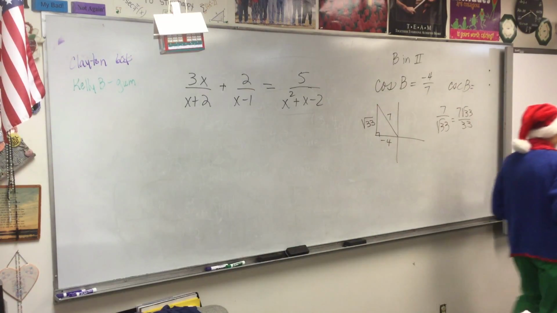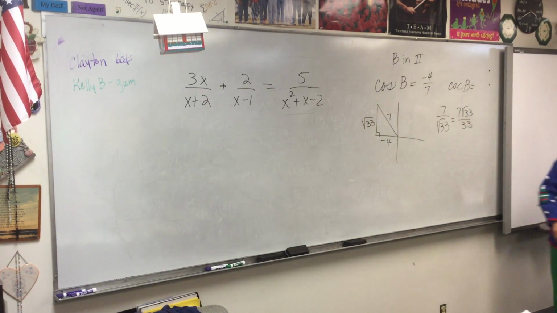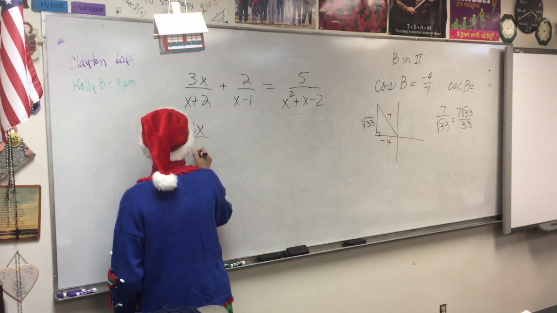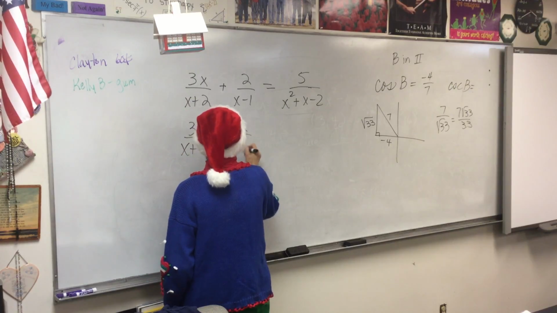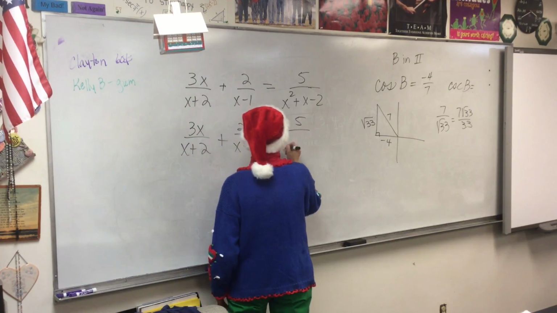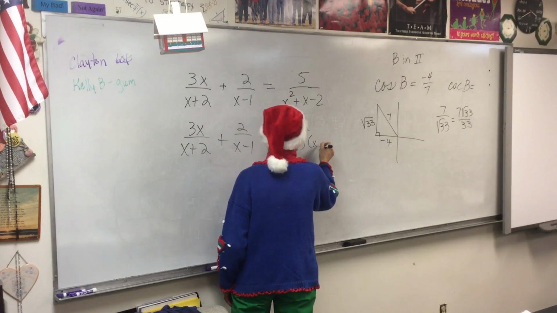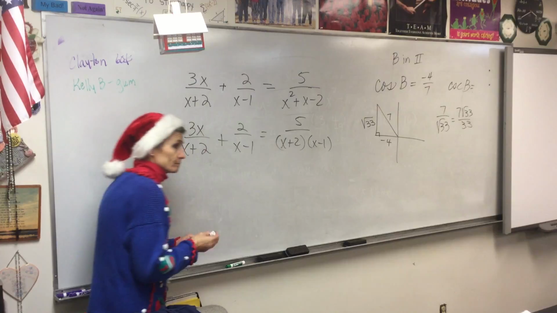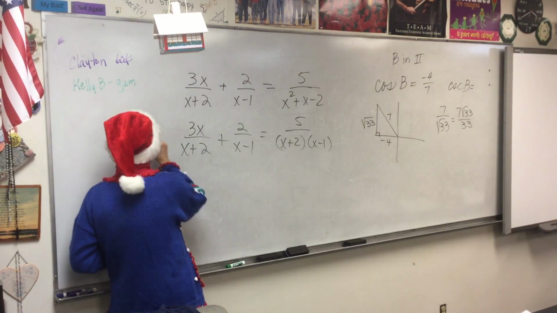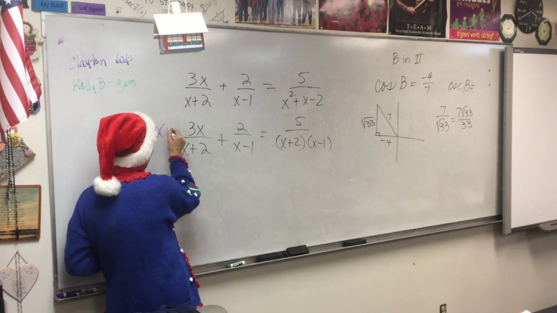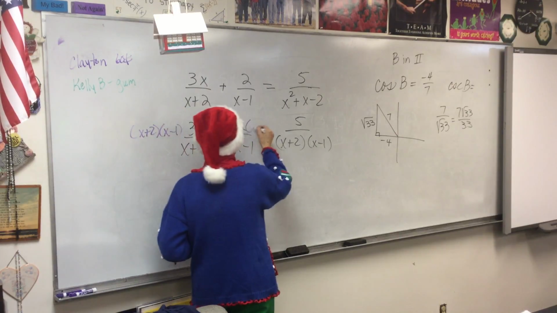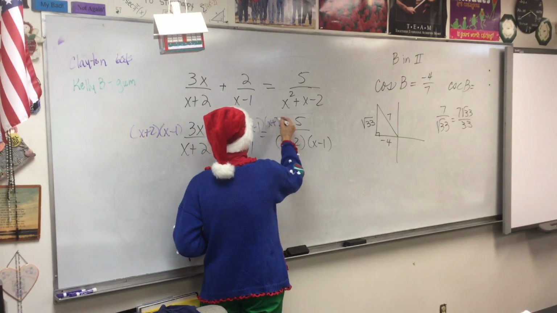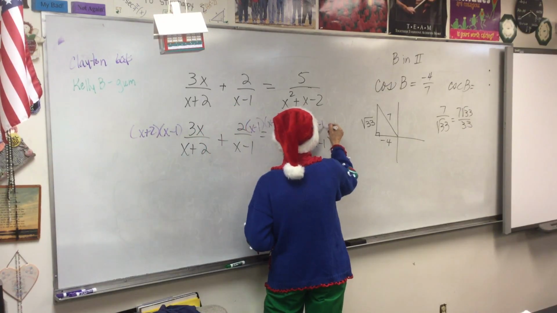Alright, so the first thing I want to do when I solve an equation like this is get that guy factored. So I'll get him factored. And then who remembers what we do? Multiply by both. We get rid of all of those fractions. So we're going to multiply through by the common denominator, which is x minus 1, x plus 2.